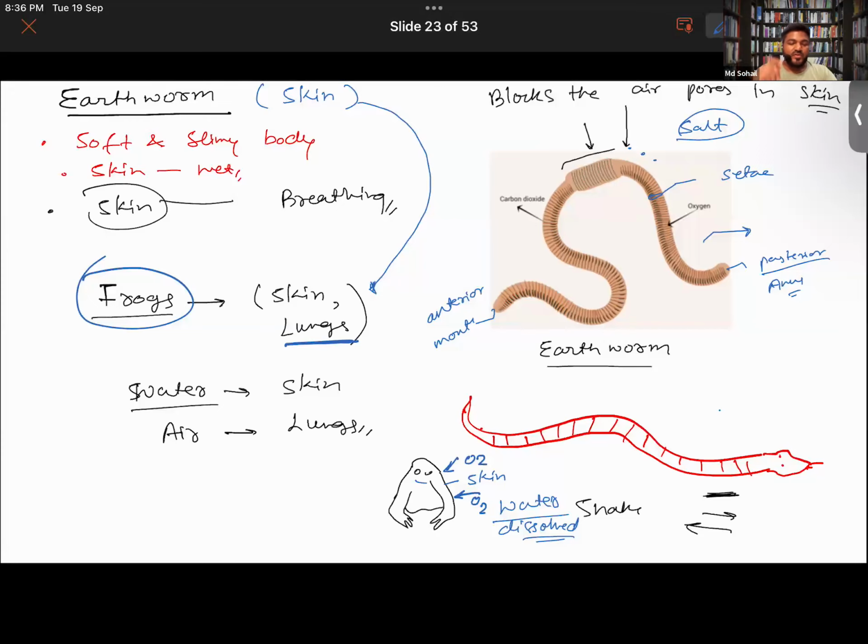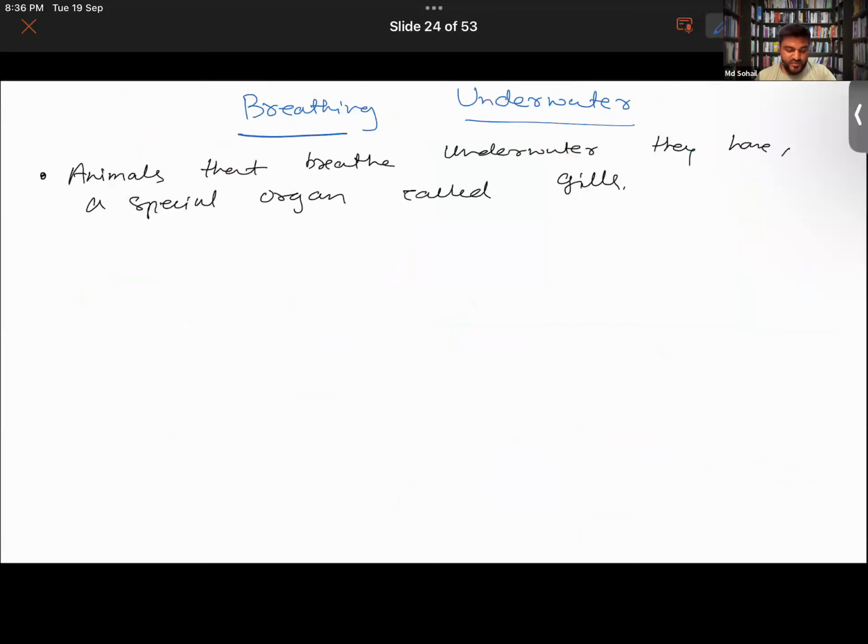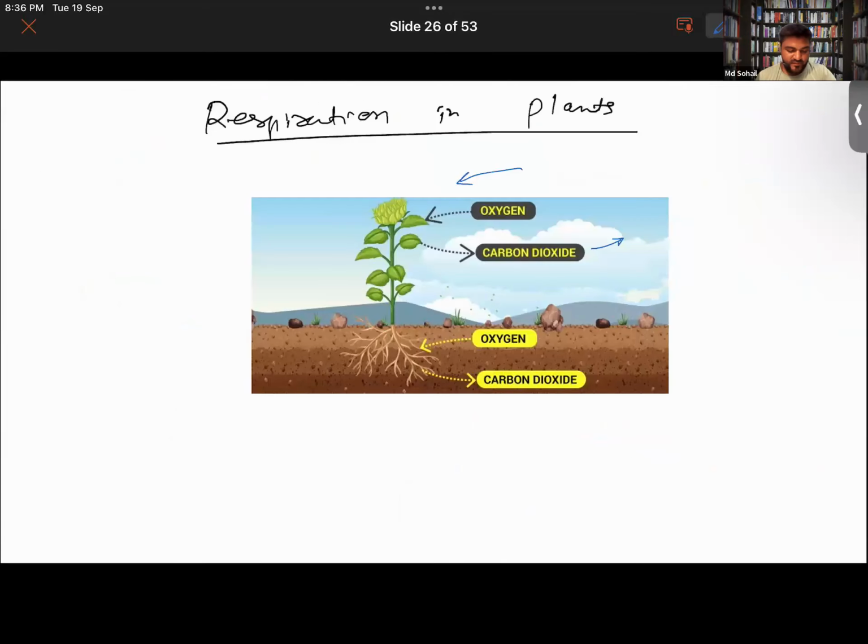So we talked about breathing in different organisms, and respiration in plants was left right now. Out of respiration and breathing, respiration is the 24-hour process that goes on in every living organism, whether it's a plant or an animal.